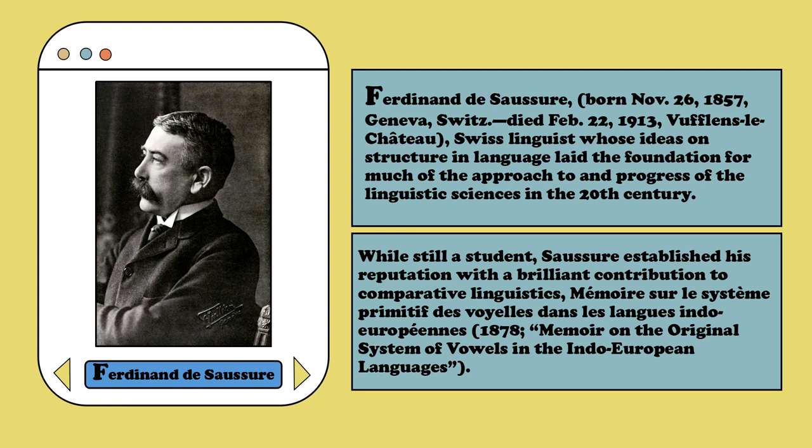Ferdinand de Saussure, born November 26, 1857, at Geneva, Switzerland, died February 22, 1913, Vufflens-le-Château. Ferdinand de Saussure was a Swiss linguist whose ideas on structure in language laid the foundation for much of the approach to and progress of the linguistic sciences in the 20th century.